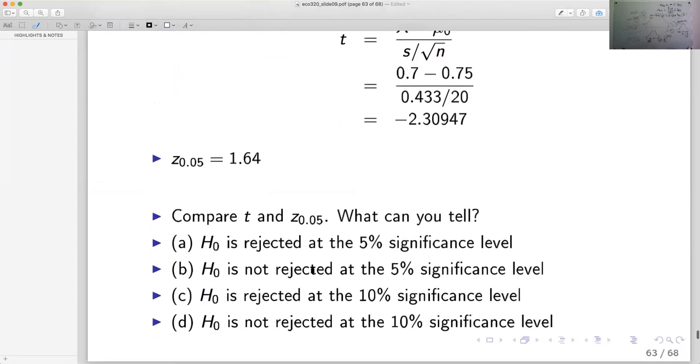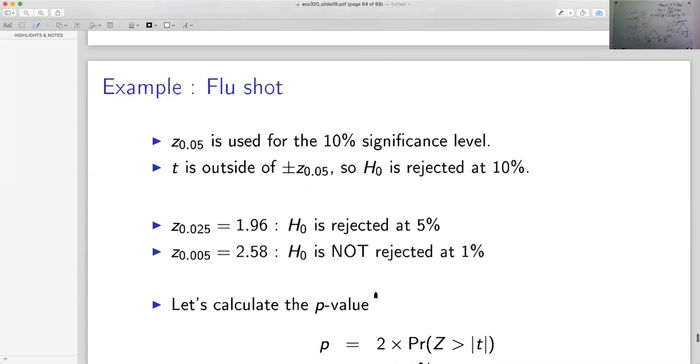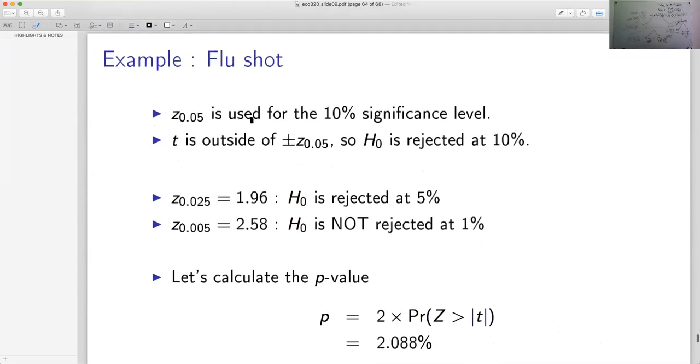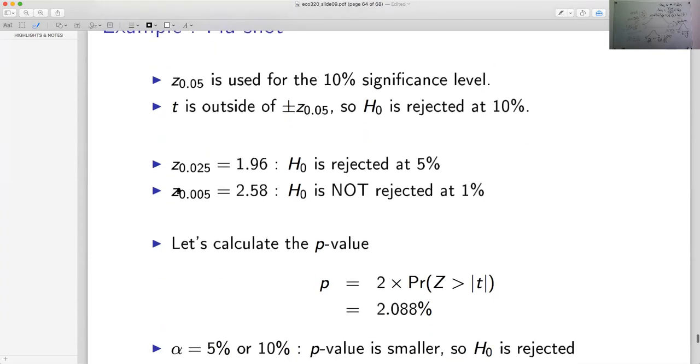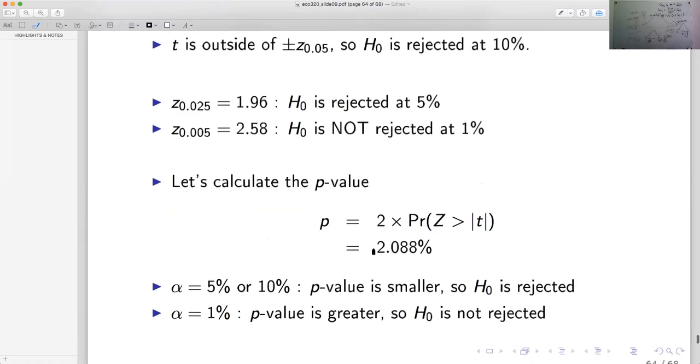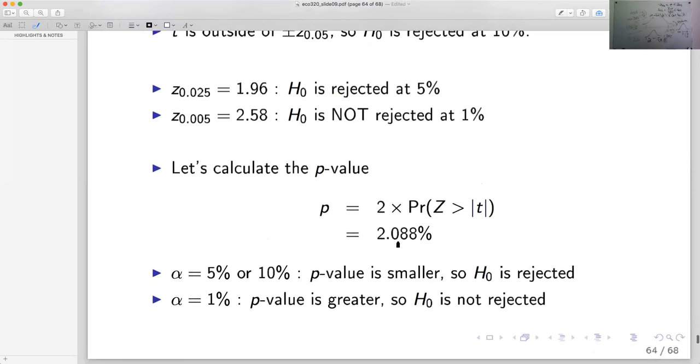So what can you tell? The absolute value of this t-stat is actually higher than that, so you reject at the 10% level. This is not 5%, it should be 10%, because this is z alpha over 2. So 0.05 means it should be 10%, okay? So t is outside of this range, so you reject. For this one you reject, but at 1% you don't reject. For the p-value, it is the same thing. Using the p-value method, 2% is higher than 1%, so you cannot reject at 1%. On the other hand, you can reject at 5% and 10% because this is lower than 5% or 10%.